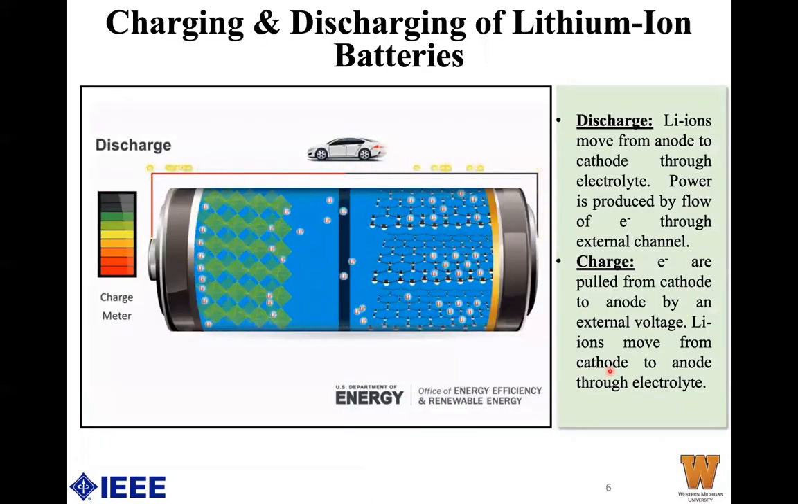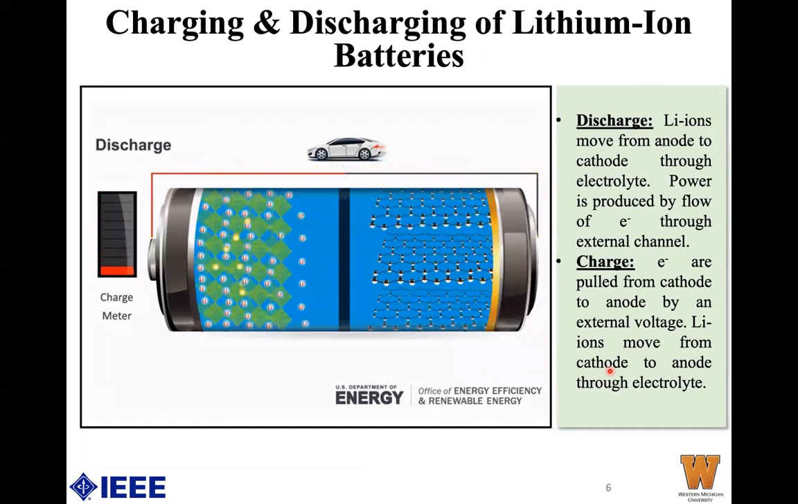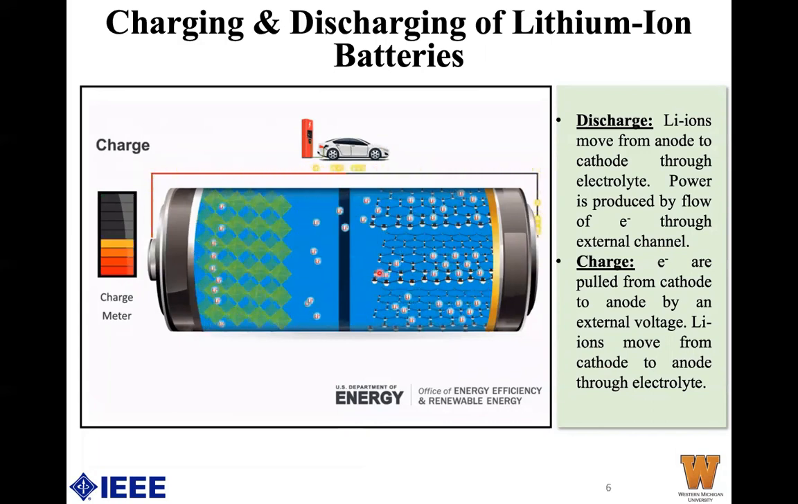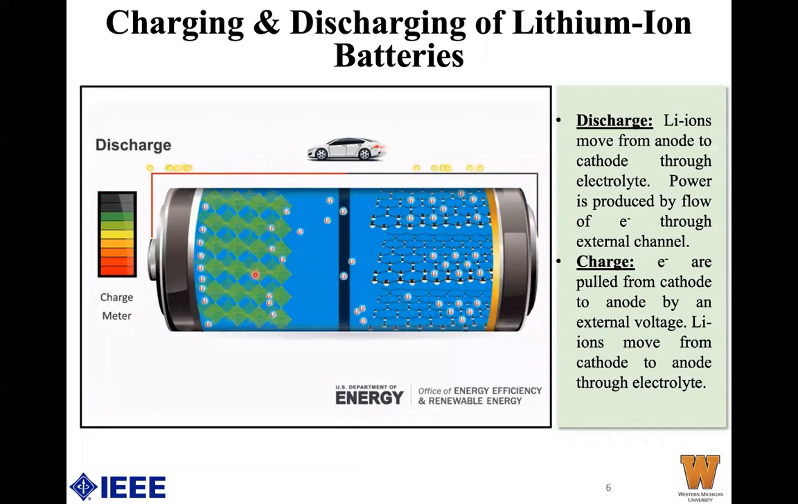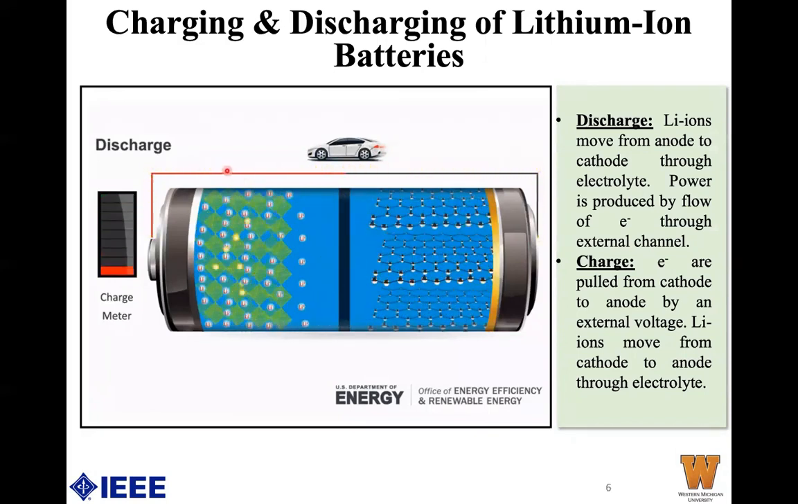Let's discuss the charging and discharging of lithium-ion batteries, which tells us the way the lithium-ion batteries function. During charging, as you can see, the lithium ions move from cathode to the anode through the electrolyte. Electrons are pulled from cathode to anode by external voltage. And during discharge, lithium ions move from anode to cathode through the electrolyte. Electrons flow through the external channel. Power is produced by the flow of electrons through that external channel.